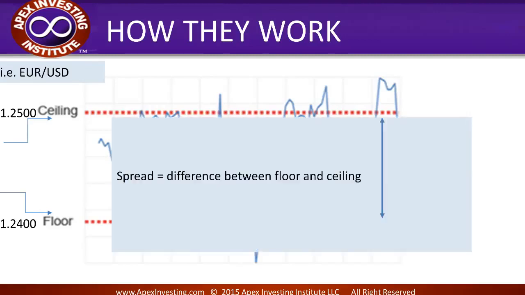So why is it called a spread? Well, that's the difference between the floor and the ceiling, 2,400 and 2,500, okay? So if you subtract 1.2400 from 1.2500, that difference is 100 pips or ticks. Pips is the word used for Forex. Ticks is the word used for futures. I see a lot of traders say pips when they're talking about gold. That would be ticks, okay? It's not a big deal. It doesn't really matter. What it means is minimum increment move, okay?